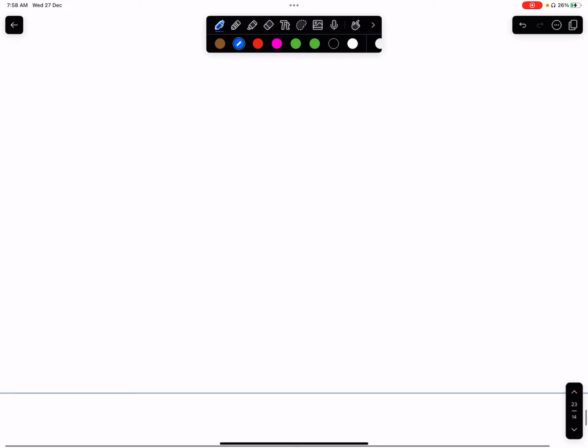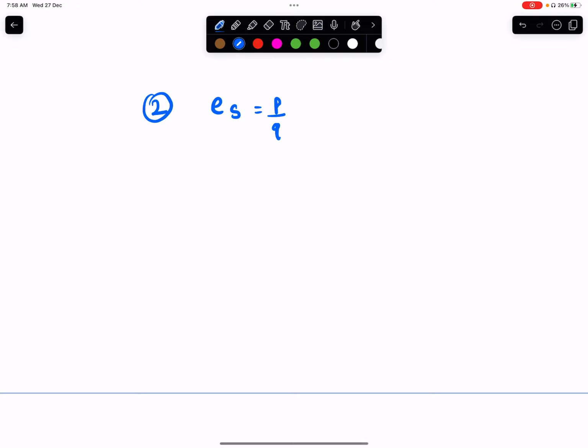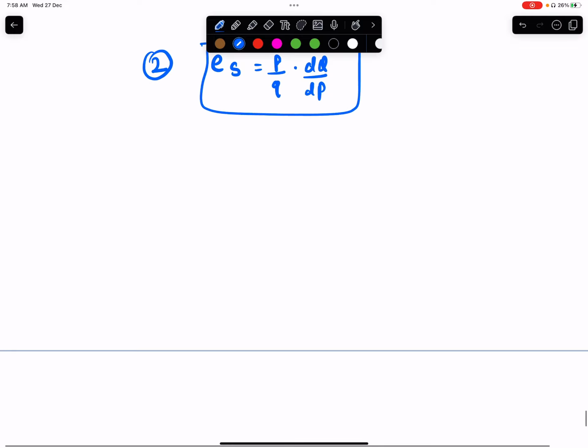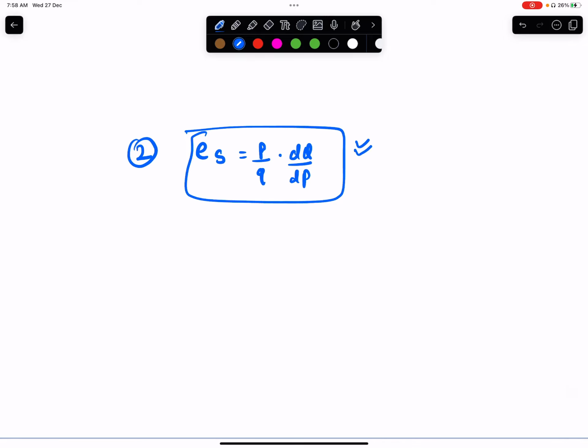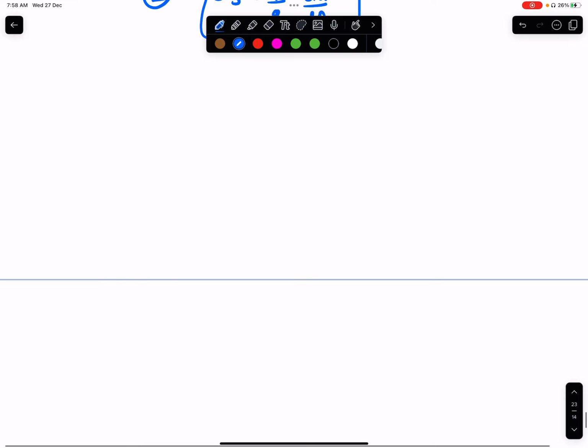Yeah, the second application is elasticity of supply, which is P by Q into dQ by dP. This is the elasticity of substitution formula. We will solve the equation of elasticity of substitution similarly to elasticity of demand.